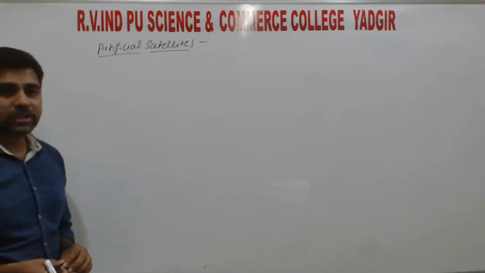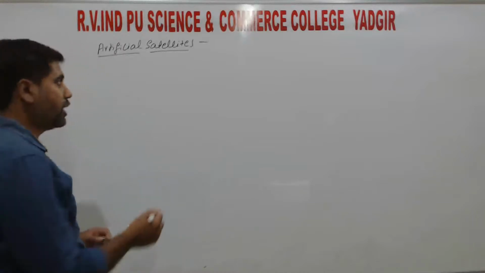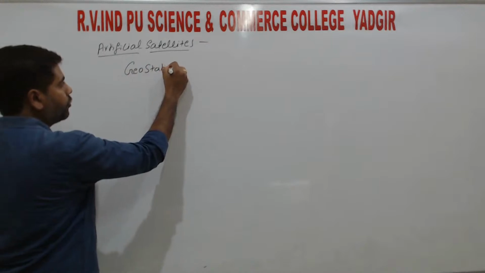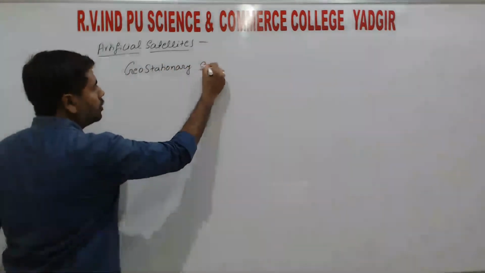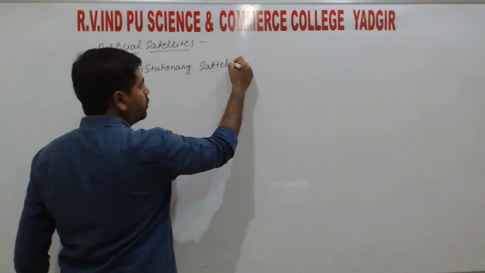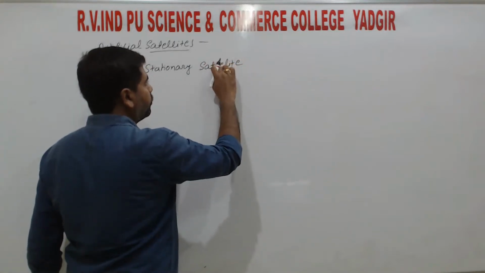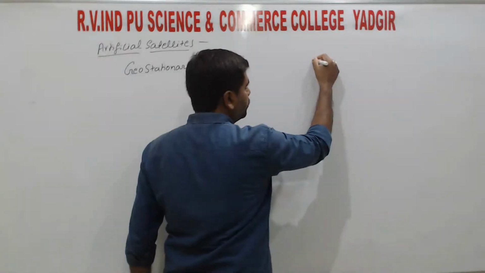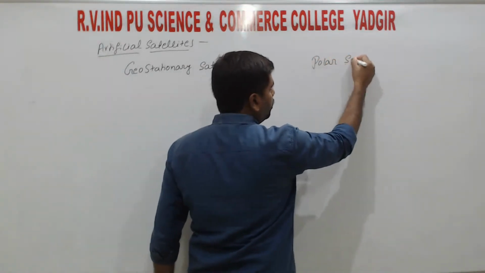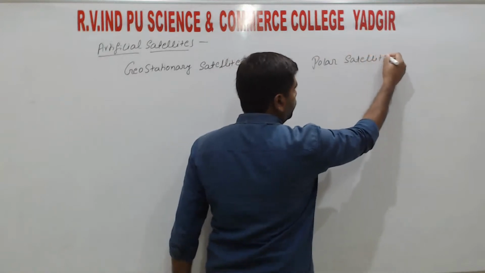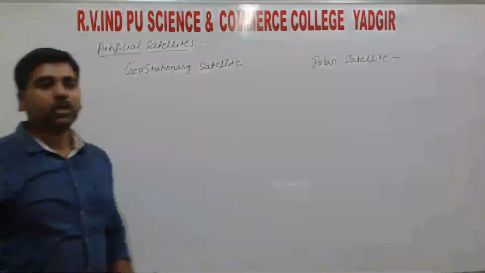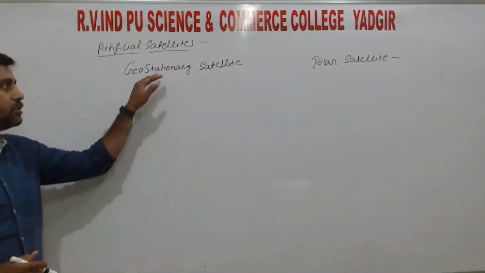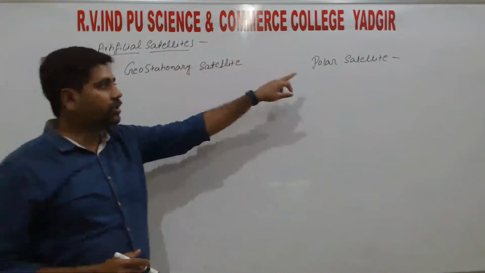So in artificial satellites we have two types. So one is geostationary satellite and another one is polar satellite, right? So these are the two types of artificial satellites. One is the geostationary satellite and another one is the polar satellite.